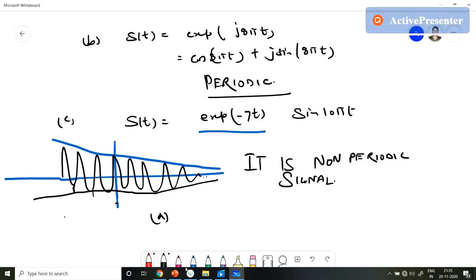Now part D is s(t) equals cos 2t into cos 4t. Again it turns out to be a periodic signal.